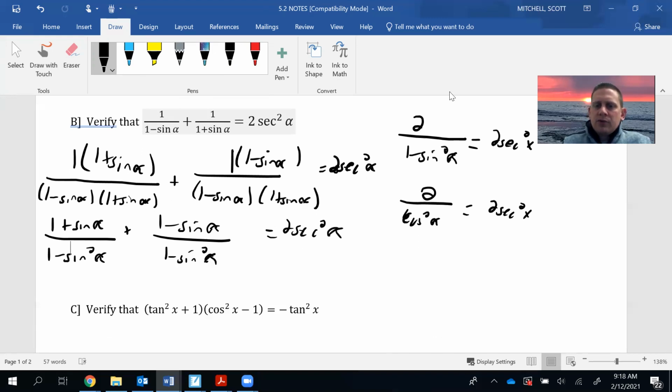And then a cosine squared on the bottom becomes a secant on the top, and secant squared in this case. And that's what I was supposed to get.